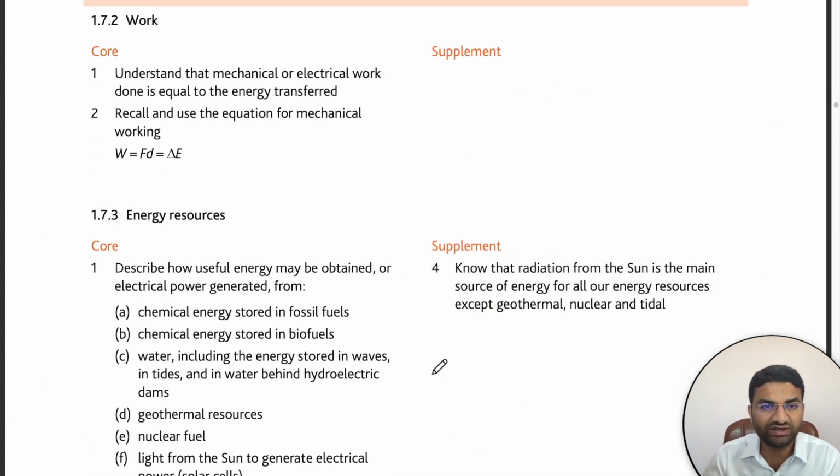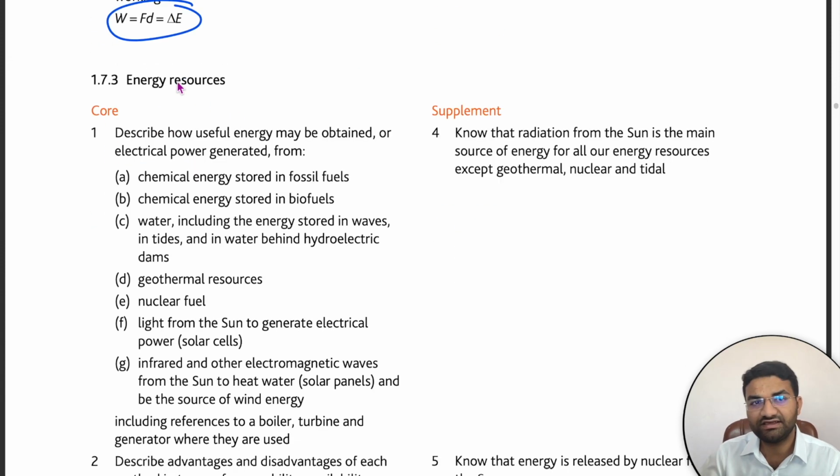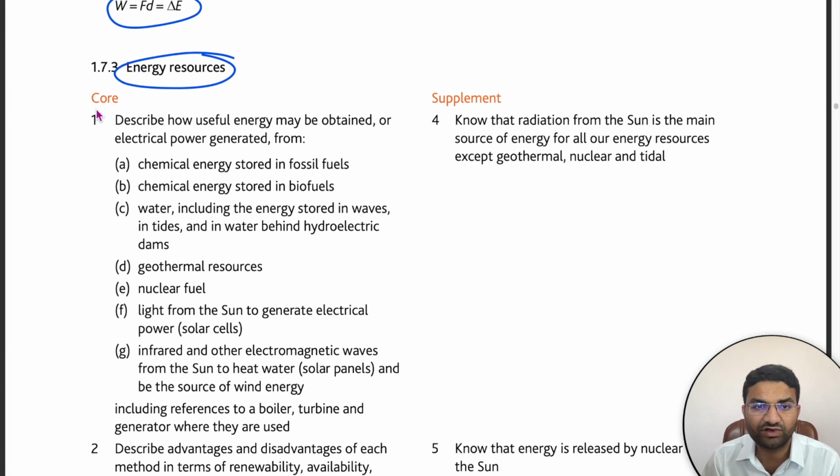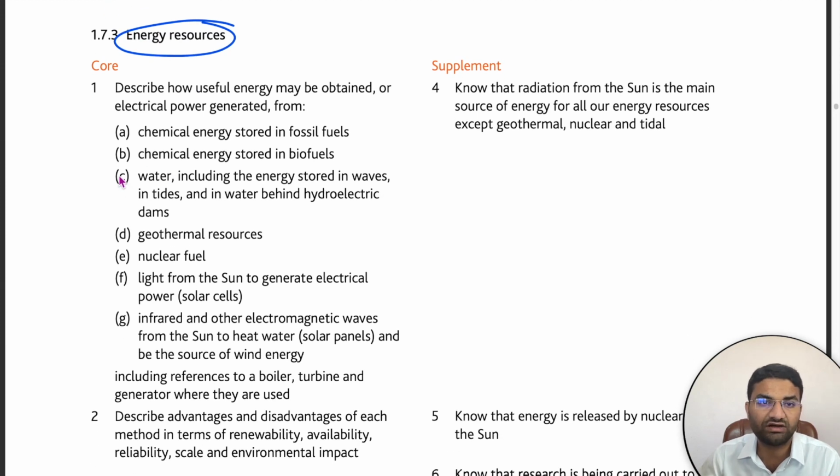Here, what is work? The equation of work done relates to mechanical energy or electric energy, so these formulas are there. Next is energy resources. We have different energy resources, for example chemical energy, water and hydroelectric energy, then geothermal, nuclear, light energy, solar power plants, infrared rays. Next, there are advantages and disadvantages you have to learn, and you will get one question on the advantages or disadvantages of energy resources.